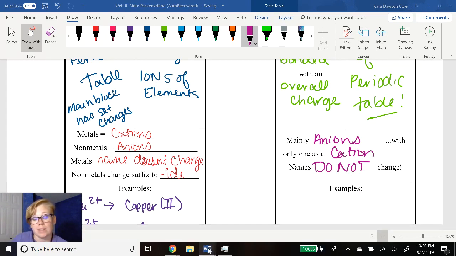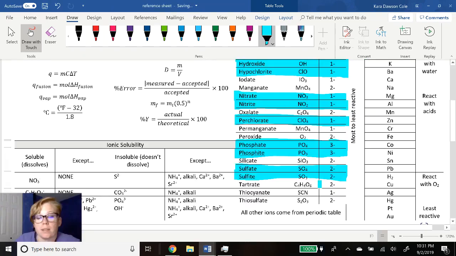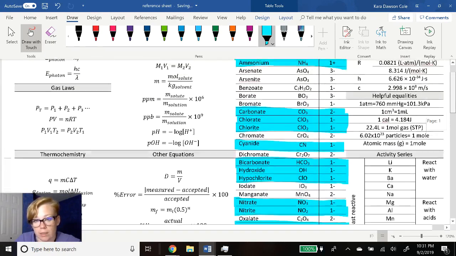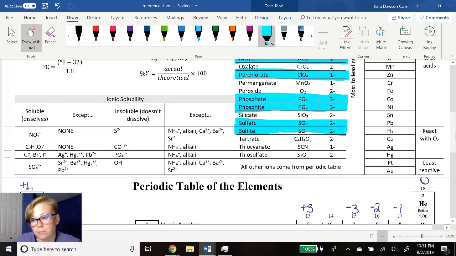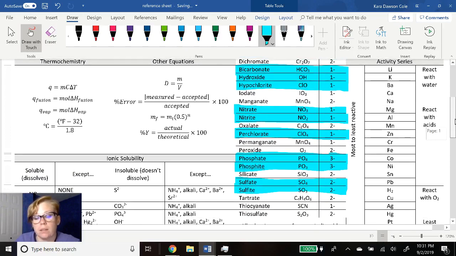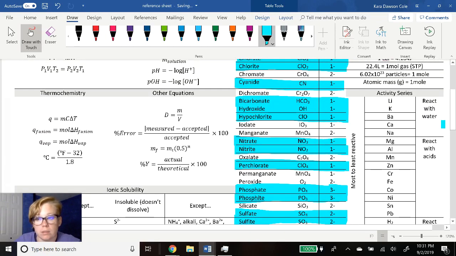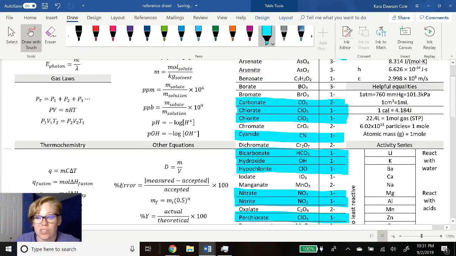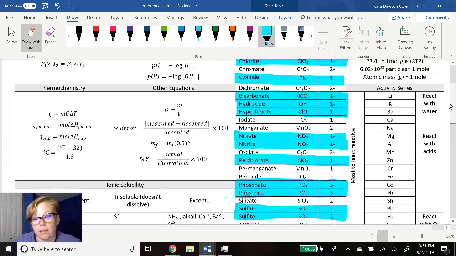You do have to memorize some of these. You'll have a quiz over them, a pop quiz at some point. So these are the ones you have to memorize: acetate, ammonium, carbonate, chlorate, chlorite, cyanide, bicarbonate, hydroxide, hypochlorite, nitrate, nitrite, perchlorate, phosphate, phosphite, sulfate, and sulfite. You need to memorize the names, the formulas, and their respective charges that are attached to them. So these guys are the polyatomic ions.